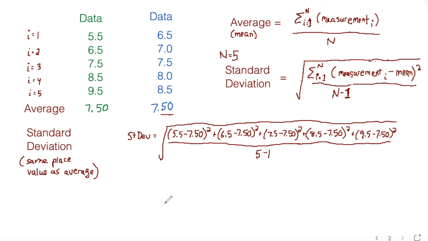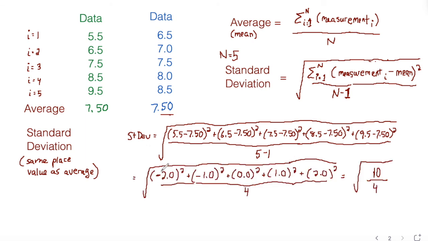Okay, so here is that written out. We have measurement 1 minus the mean squared, measurement 2 minus the mean squared, and so on and so on. And then in the denominator, we have our 5 measurements minus 1.